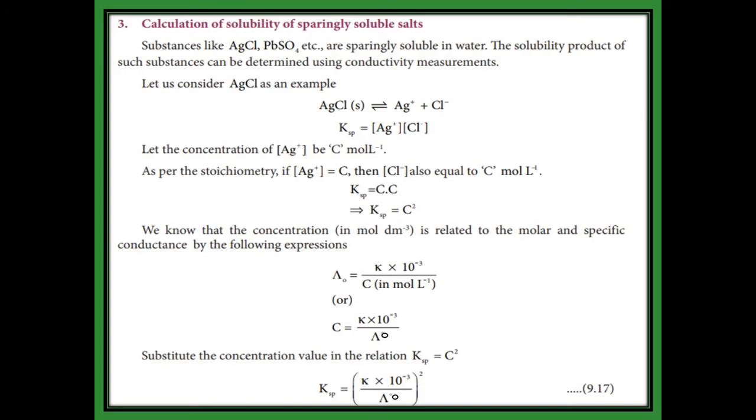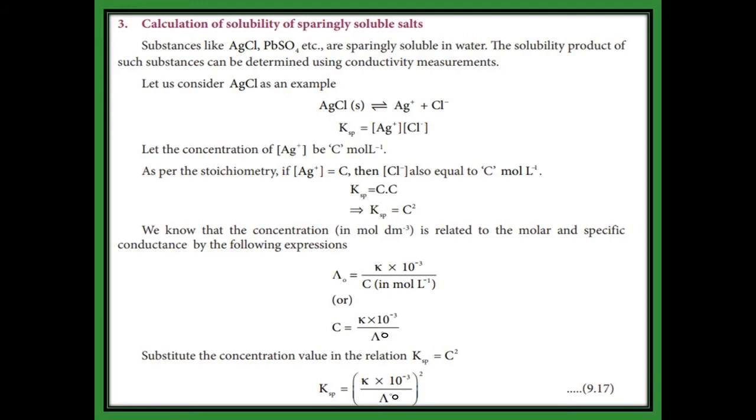We can calculate the solubility product of a sparingly soluble salt from the molar conductance value. First of all, AgCl, a sparingly soluble salt, gives Ag plus and Cl minus. The solubility product is equal to the concentration of Ag plus into the concentration of Cl minus. If the concentration of Ag plus is C, then the Cl minus concentration is also C, because it gives univalent ions. So the solubility product is C into C, C squared.